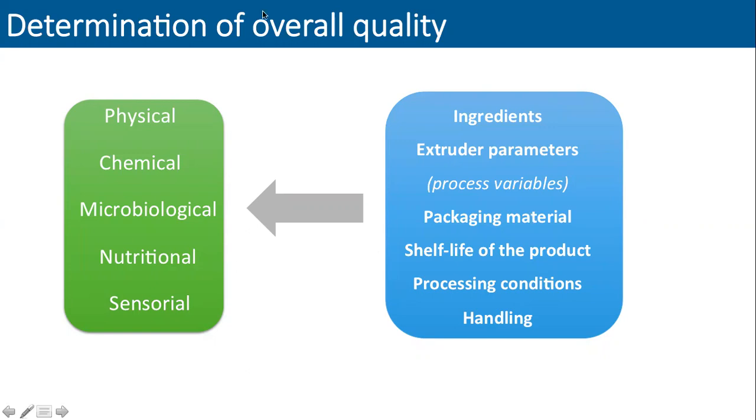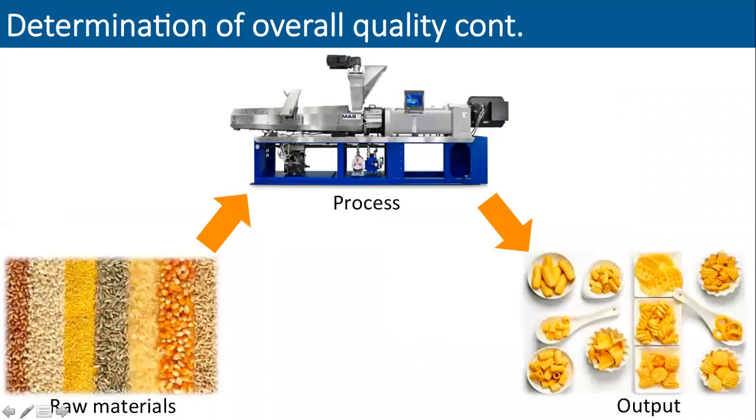Moisture absorbs there, and with the chilling temperature, its structure also changes, and flavors react with oxygen and some rancid flavor you can observe, feel. And this is a process: raw material, extrusion, and output.